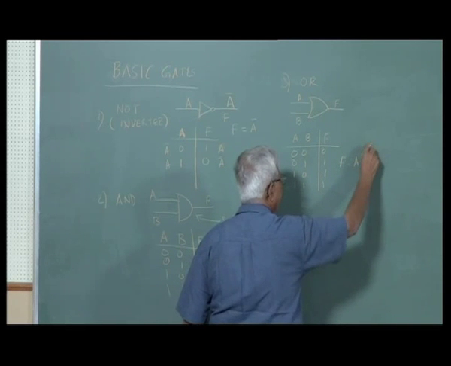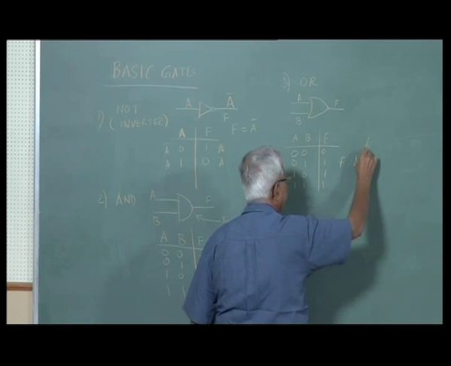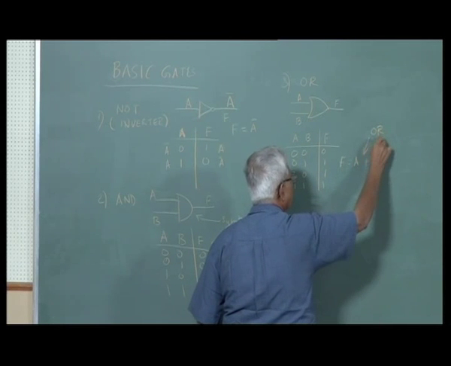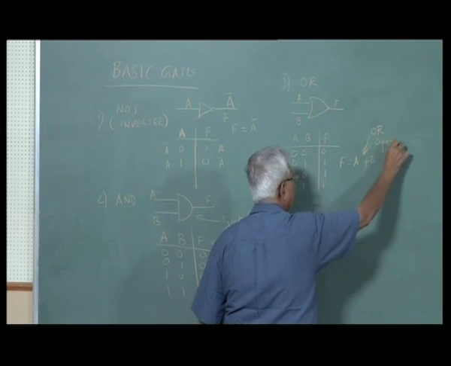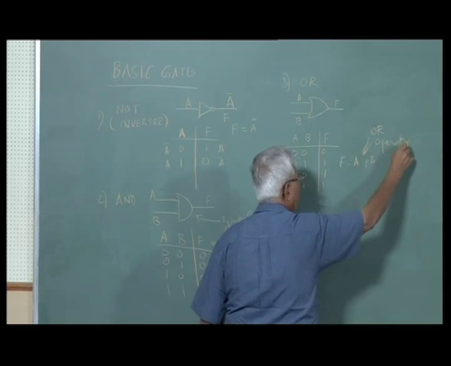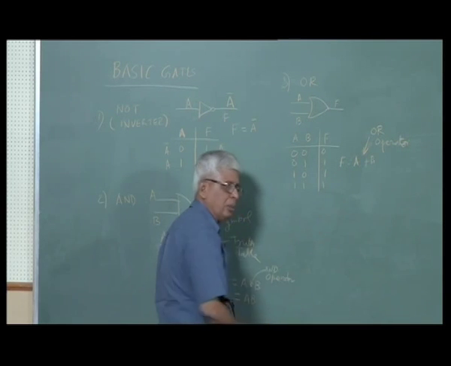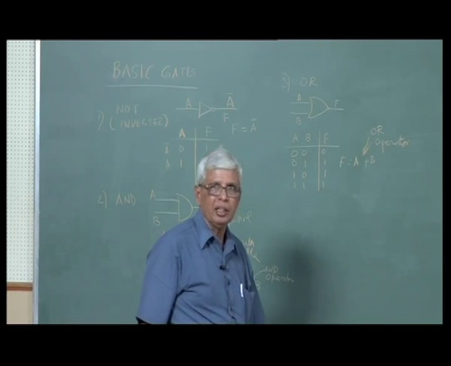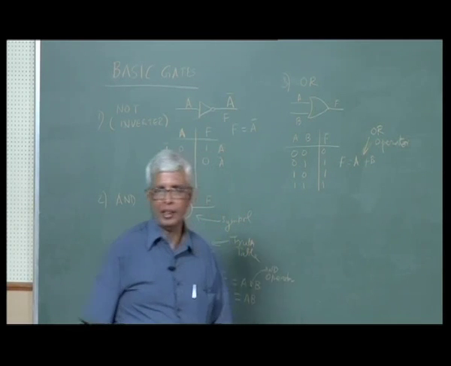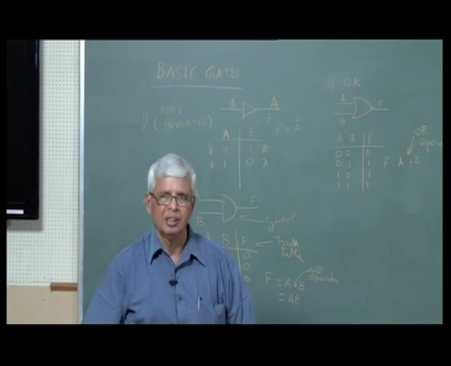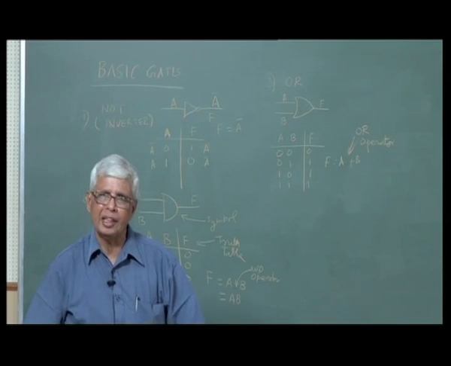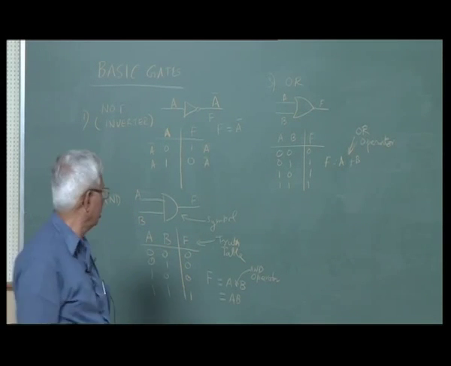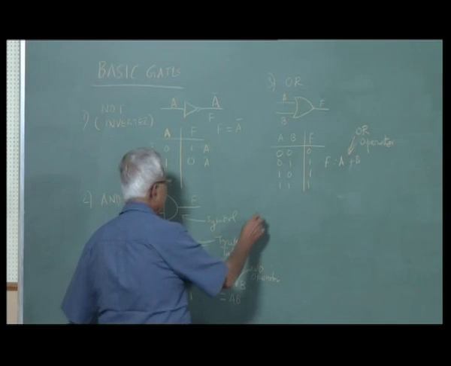OR is the operator, the plus sign is the OR operator. Not the arithmetic plus. You don't add A and B, you find out A or B. You have to read it as A or B, but generally people don't read it that way, they write A plus B. That's it. As long as you know what you are doing, these are minor things you can forget about. Then there is a NAND gate.